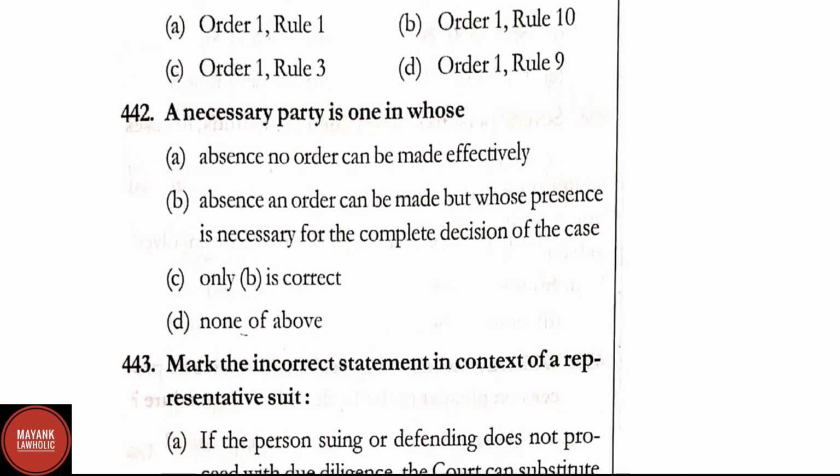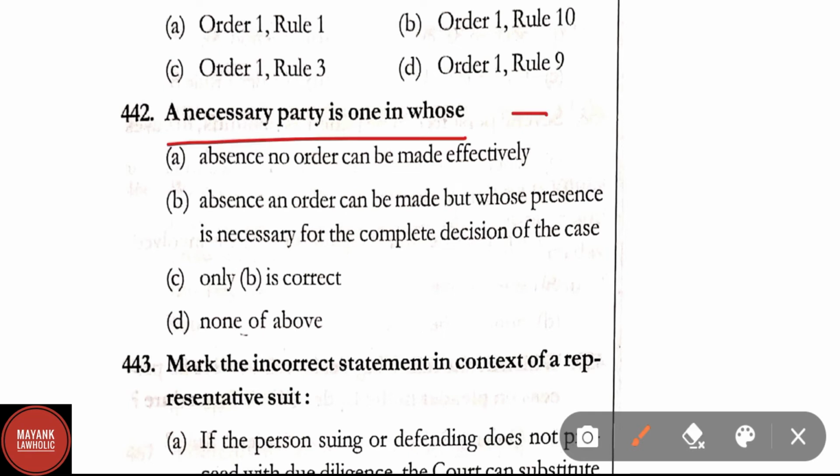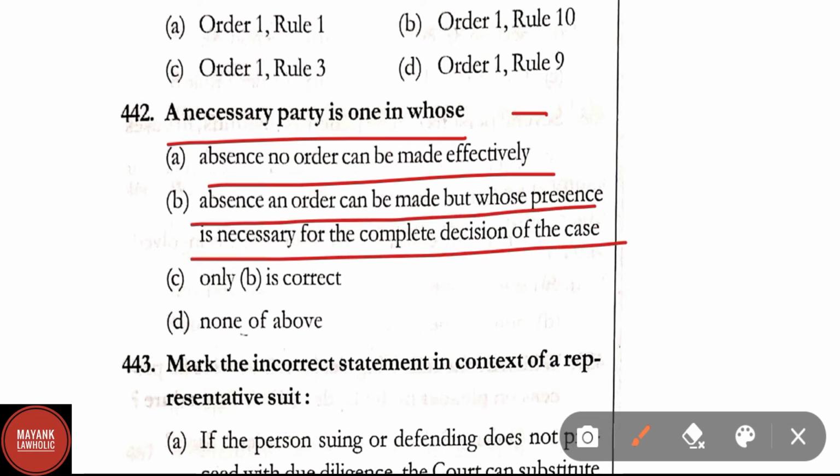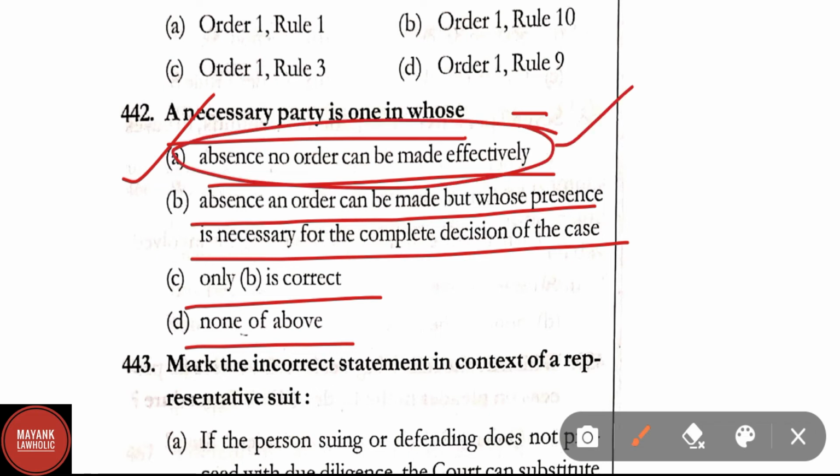Question number 442. A necessary party is one: A, in whose absence no order can be made effectively; B, in whose absence an order can be made, but whose presence is necessary for the complete decision of the case; C, only B is correct; and option D, none of the above. Here the correct answer is option A, that is, in whose absence no order can be made effectively.